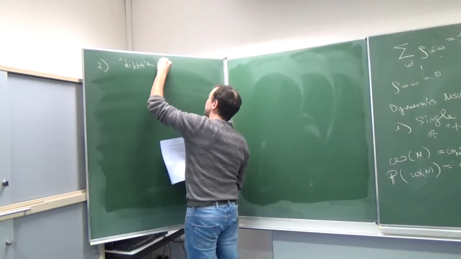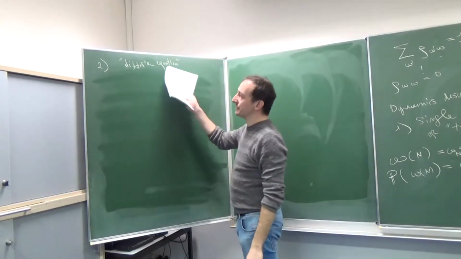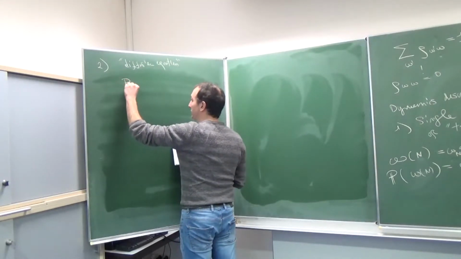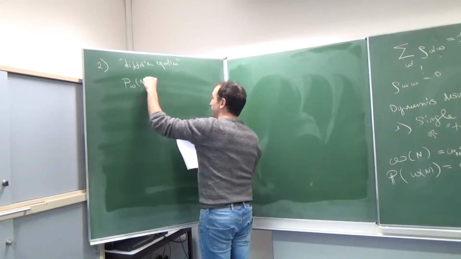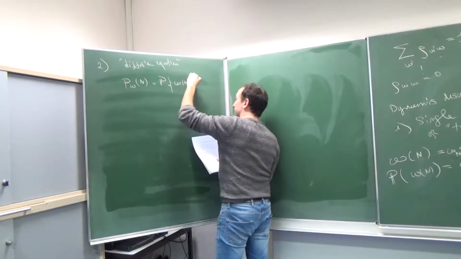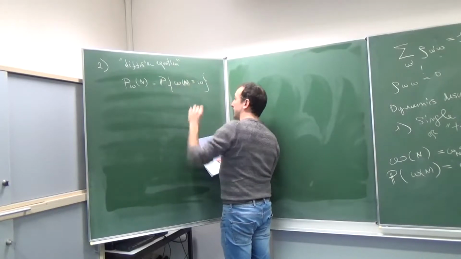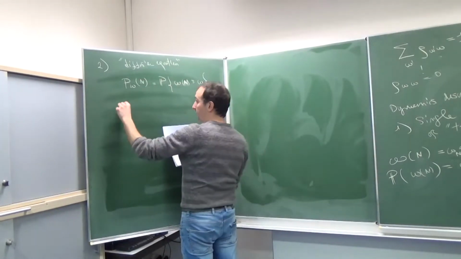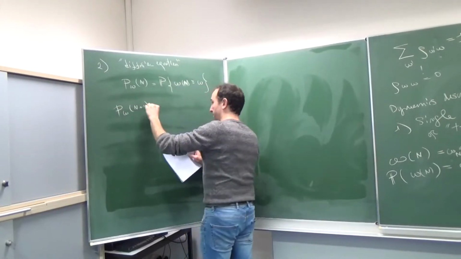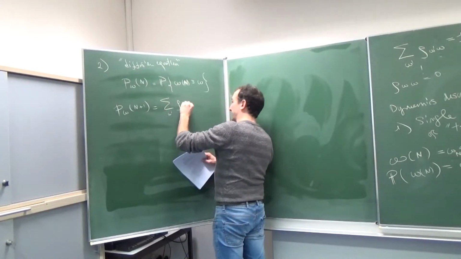The equation, which is a physicist's way of calling it. We define the probability P omega n to be the probability that omega n is some particular state omega, and then this evolves according to the sum over omega prime of rho omega prime.